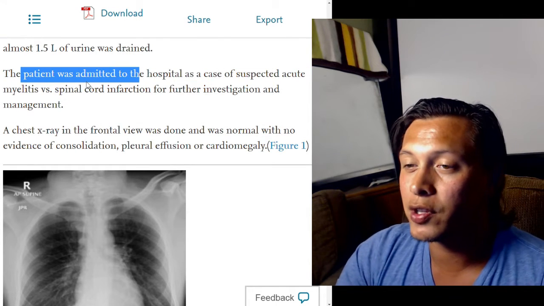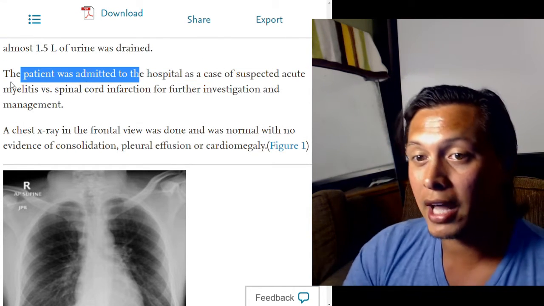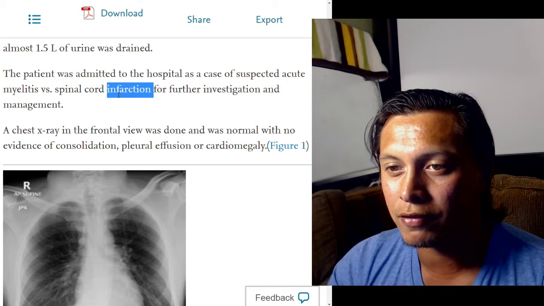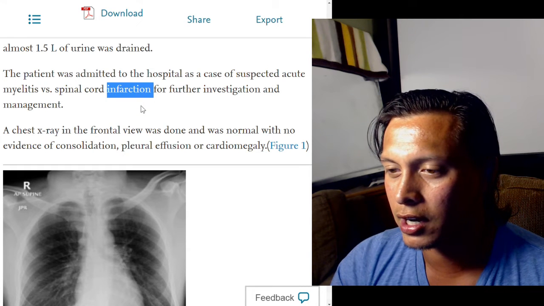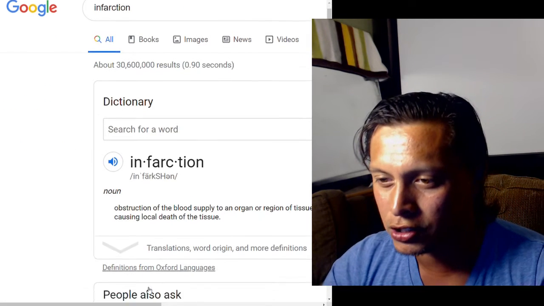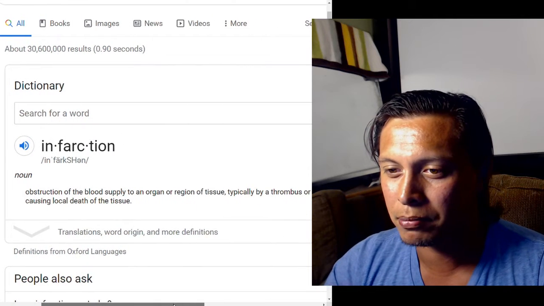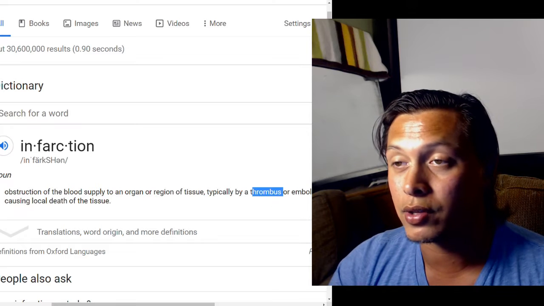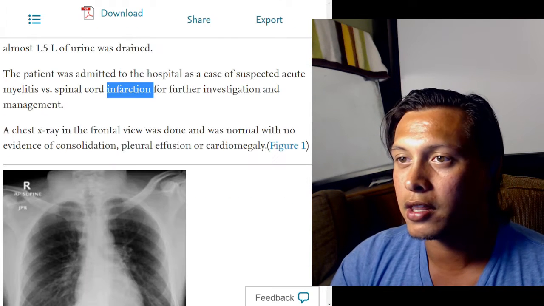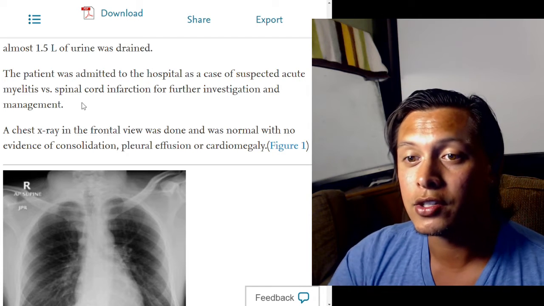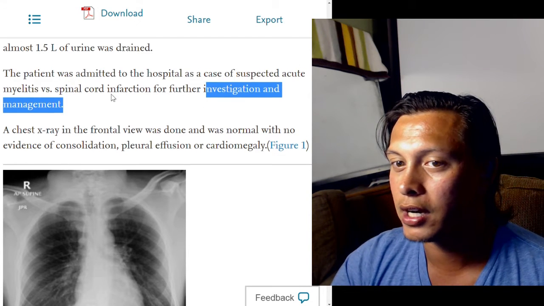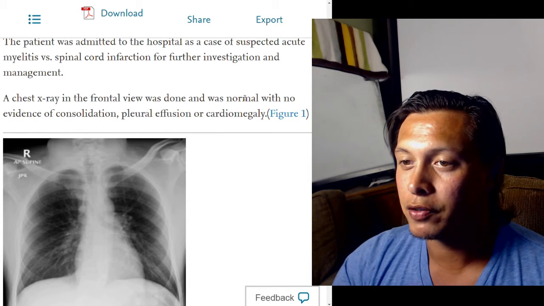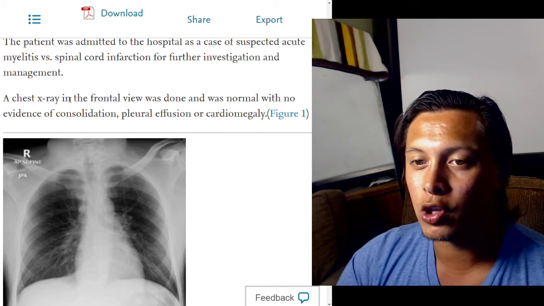Anyways, the patient was admitted to the hospital as a case of suspected acute myelitis versus spinal cord infarction for further investigation and management. So infarction, I believe, is like getting pinched. So obstruction to the blood supply to an organ or a region of tissue, typically by thrombus or embolus. So that could be the result of a blood clot that ends up cutting circulation to an area. So it could be spinal cord infarction.